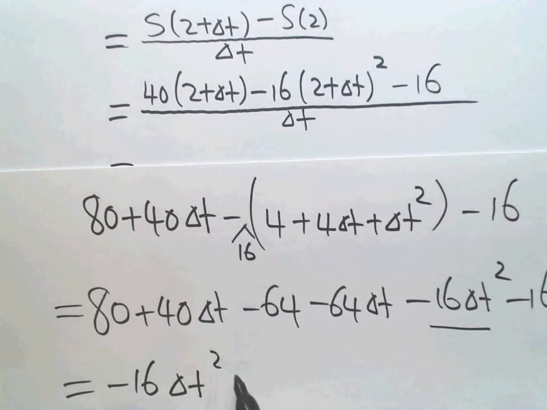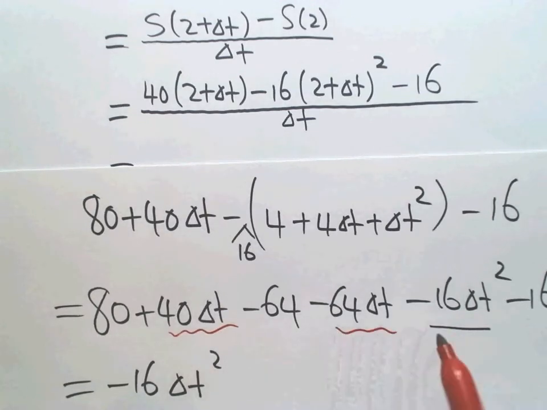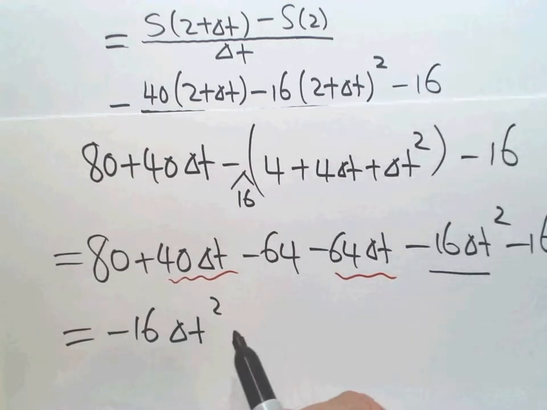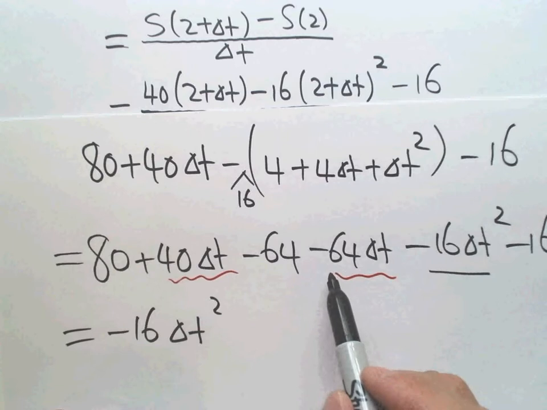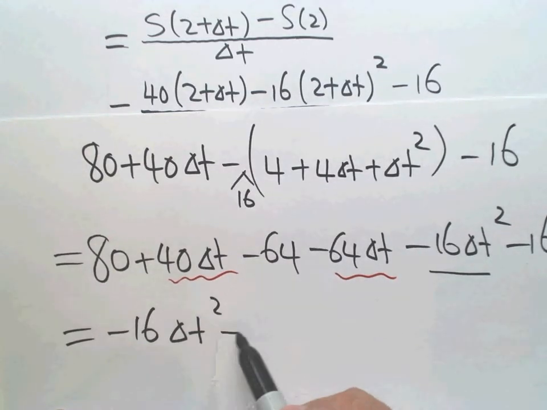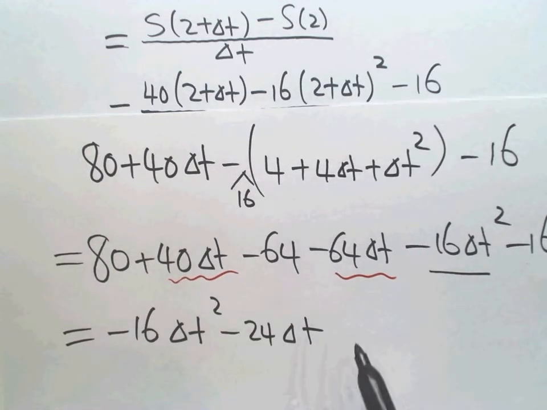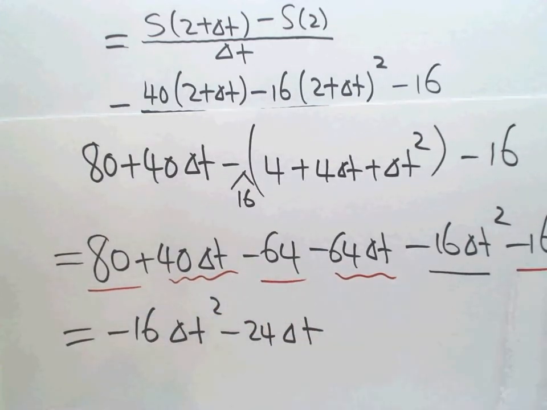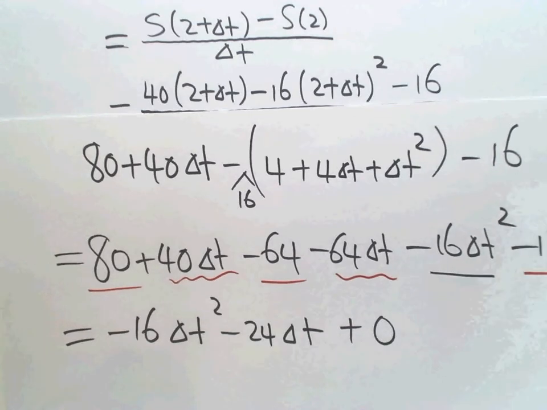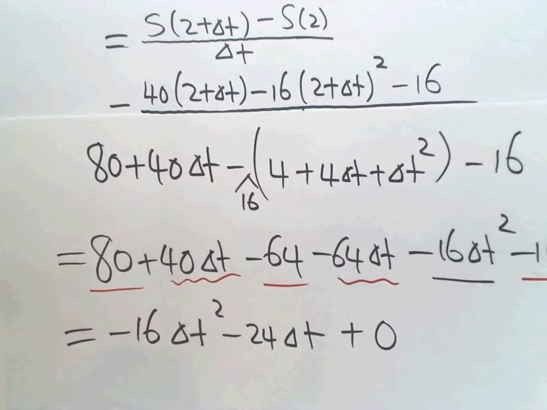I will put the first one here, negative 16 delta t squared. How about these two? I combine the like terms. So this should be minus 24 delta t, right? Good. Minus 24 delta t. And then the constants, 80 and negative 80 and so on, put them together is 0. Just plus 0. Can you see? Almost there, right?